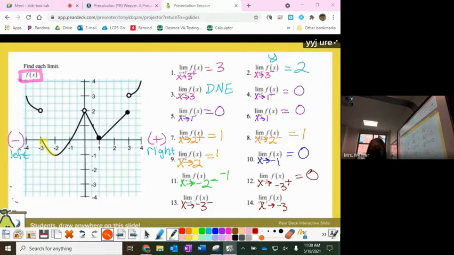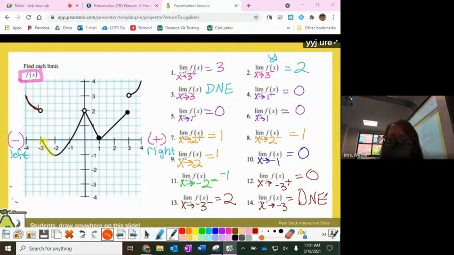Okay, what about the left side? Where are we headed there, Nicholas? As we approach from the left side? 2, good job. Okay, and so if we have different answers from the right and from the left, if we're not approaching the same value, then what's the limit of the function overall at x equals -3? Well, if they don't match from the two sides, then the limit does not exist. The limit does not exist. That's right. Excellent. Good job, sir. And good job, Shay, too, for getting that.